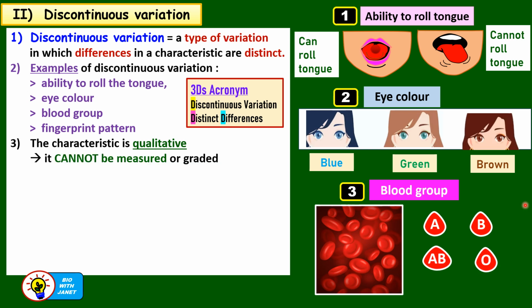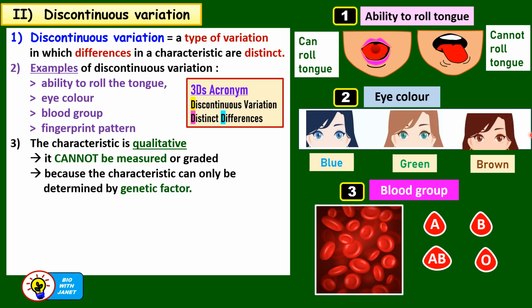Now, the characteristic is qualitative, meaning it cannot be measured or graded. Qualitative is the opposite of quantitative, right? So that means just look at the quality or the feature alone, but we cannot measure it. For example, you cannot measure whether a person can roll his tongue halfway or all the way completely, or cannot roll his tongue. There's no measurement involved here. Because the characteristic can only be determined by genetic factor or by genes, all right?